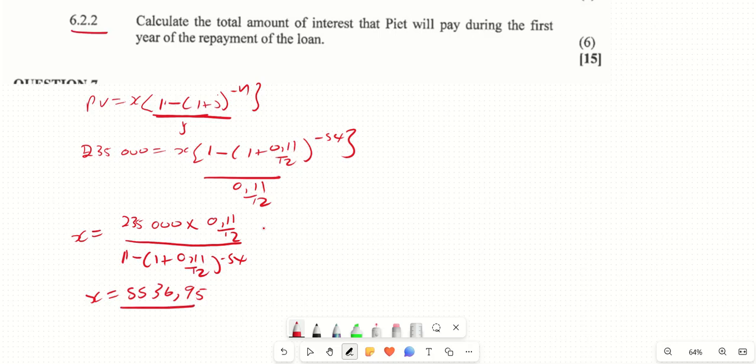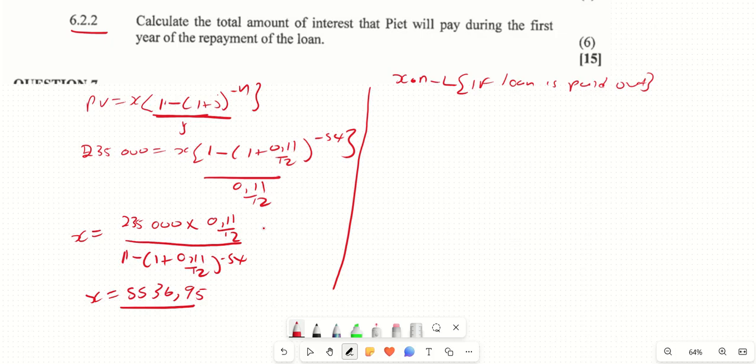Now the second question: calculate the total amount of interest that will be paid during the first year of the repayment of the loan. I want to draw a simple timeline, but we have to know that the interest paid is xn minus L, if the loan is paid out. Just do this one: the installment times the number of payments minus the loan that was taken.